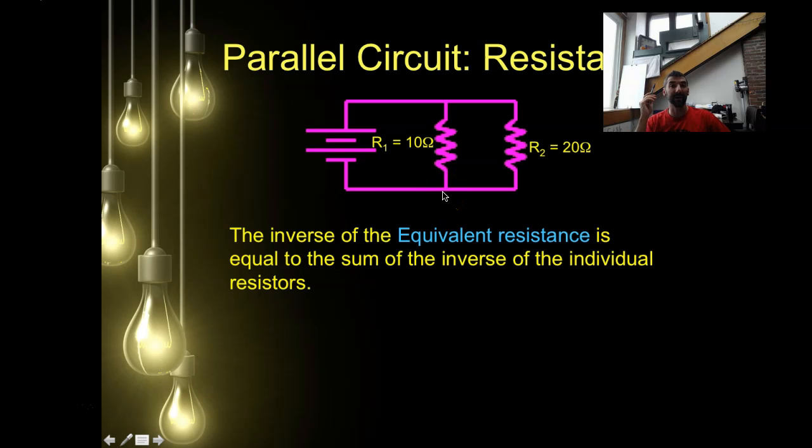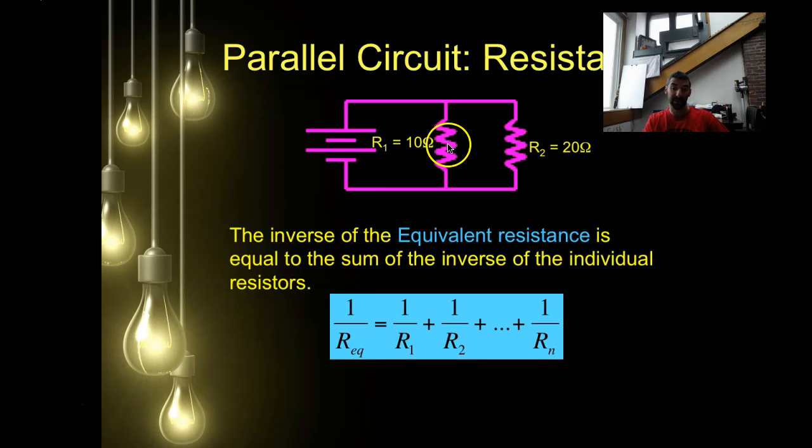What you want to remember, a series circuit, the more resistors, the higher the resistance. In parallel, the more resistors, the lower the resistance. And it's going to be lower than the smallest one. So my equivalent resistance is going to be something less than 10 here. The way I calculate it is hard. 1 over the equivalent resistance, 1 over R1, so 1 over 10, plus 1 over 20, plus 1 over however many other resistors there are.